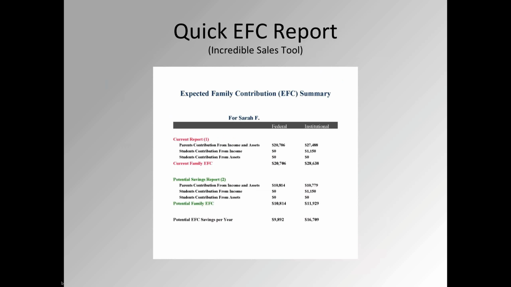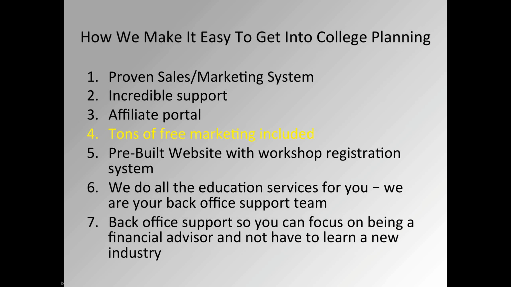A report comes out, you can hand your client, you can show the potential savings. And I think when you go from the current report to the savings report, you can see the red to the green. You can see in that first year there's about $9,800 of savings, and private schools to the right be about $16,000, $18,000 of savings per year. So you can see how that might add up if you have 4 or 5 students, how much savings you might be able to provide a family. So again, a ton of free marketing.